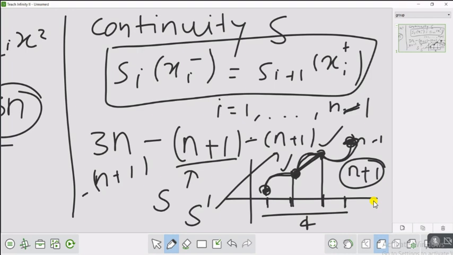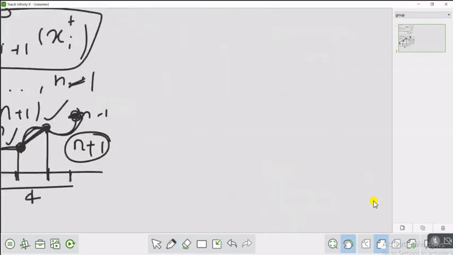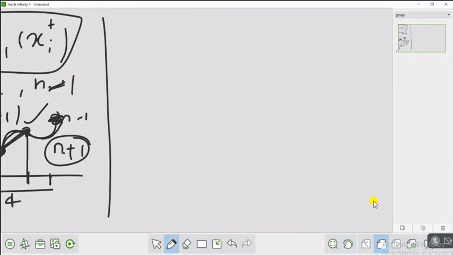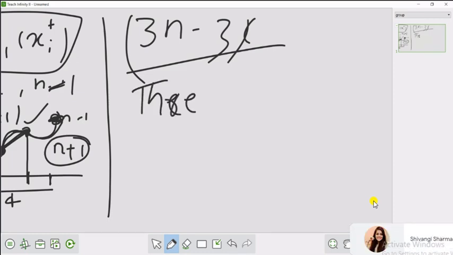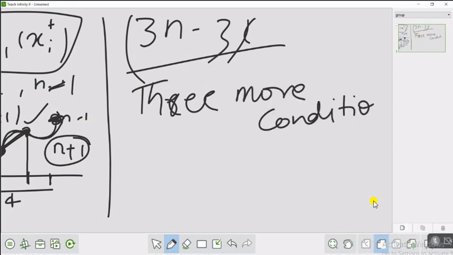Did we miss something here? Okay, it turned out that at the end we have fewer than 3n conditions. So you require 3 more conditions.